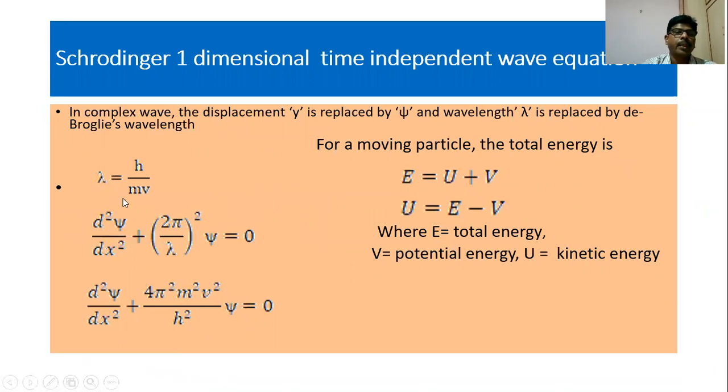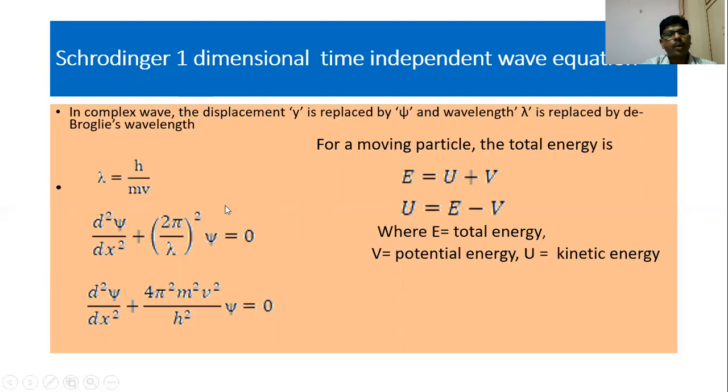Now, in a complex wave, the displacement y is replaced by the wave function psi, and the wavelength lambda is replaced by the de Broglie wavelength. What is the de Broglie wavelength? Lambda is equal to h by mv.